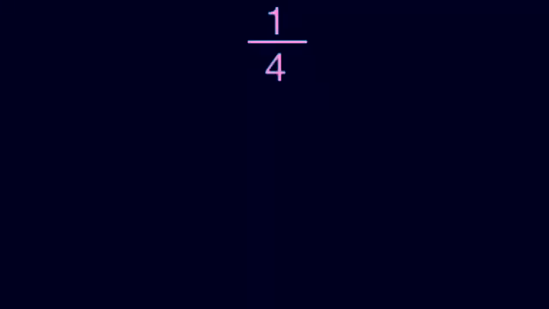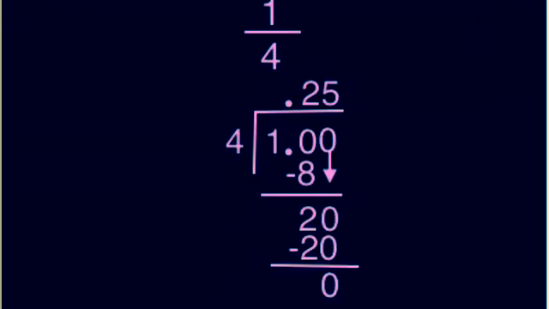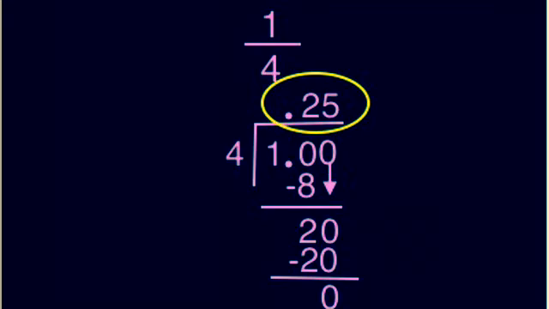Here is 1/4. To convert 1/4 to a decimal, I can do 1 divided by 4. 4 cannot go into 1, but it can go into 10, 2 whole times. That leaves a remainder of 2. 4 can go into 20 5 times. There is no remainder. So 1/4 as a decimal is the same as 0.25.